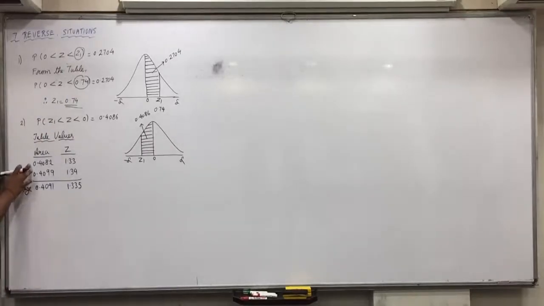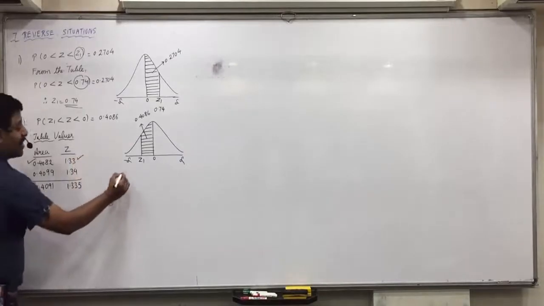0.4086 is nearest to which value? 0.4086 is nearest to 0.4082, because 82 and 86, how much is the difference? 4. 86 and 91, 5. And 86 and 99, 13. Which is the nearest to 0.4086? 0.4082. So we will take the Z value as 1.33.